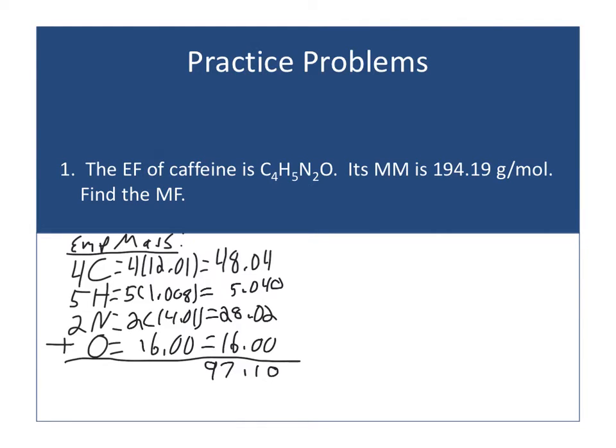Second step of this is molar mass over empirical mass. My molar mass is in my question, 194. It's not what a 9 looks like. That's what a 9 looks like. 194.19. Divide that by 97.10. What I get is 2.